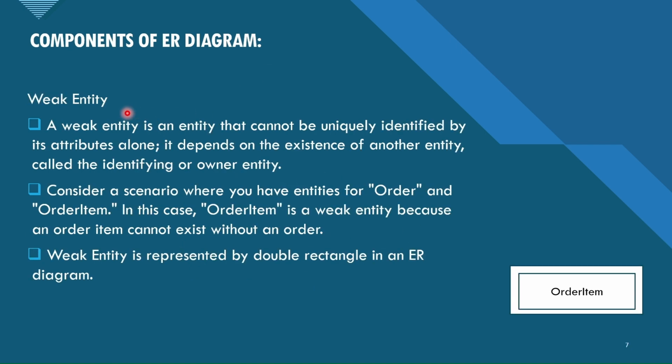Weak entity. A weak entity is an entity that cannot be uniquely identified by its attributes alone. It depends on the existence of another entity called the identifying or the owner entity. For example, the order item entity is entirely dependent on the order entity, since we can't have an order item without an order entity. A weak entity is represented by the double rectangle in an ER diagram.